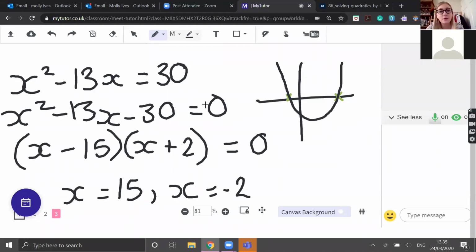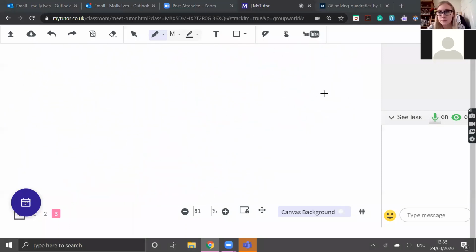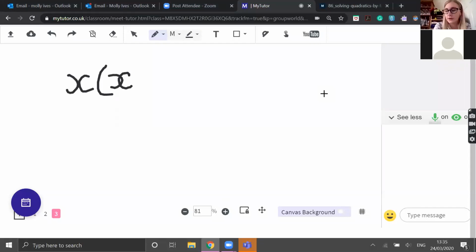So if it was x squared minus 13 equals minus 30, we rearranged to make it a plus 30, and that would be the factorization. Can you explain how to draw it? Yeah, I'll go over it again with the next one, so that makes a bit more sense, hopefully. Okay, let's have another one where we've got to do some working out.